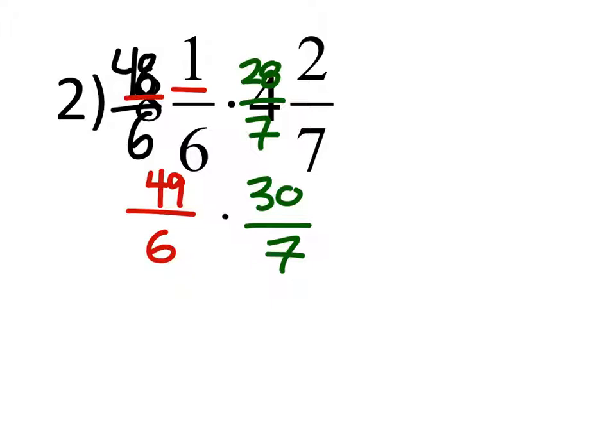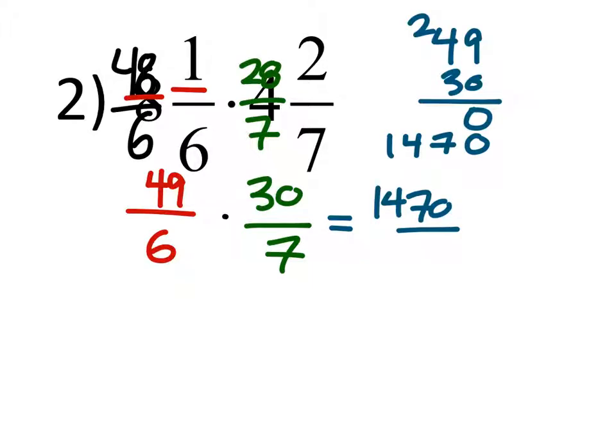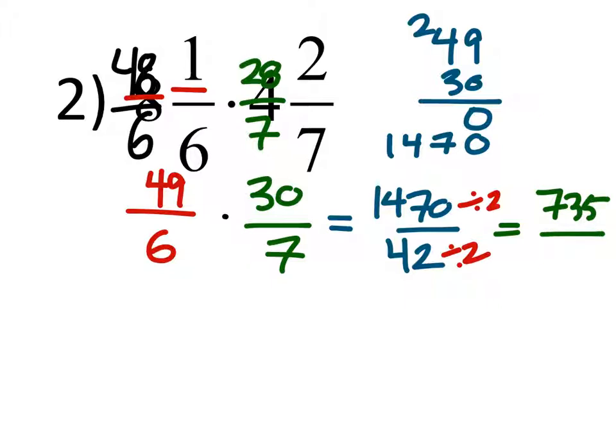Well, we could cross simplify those, which may make this a little bit easier, but let's say we didn't notice that. So then I've got 49 times 30. There's the work on that. And then 6 times 7 is 42. But these are at least even, so I should be able to divide both of these by 2, which would give me 735 over 21. I skipped the division on that.